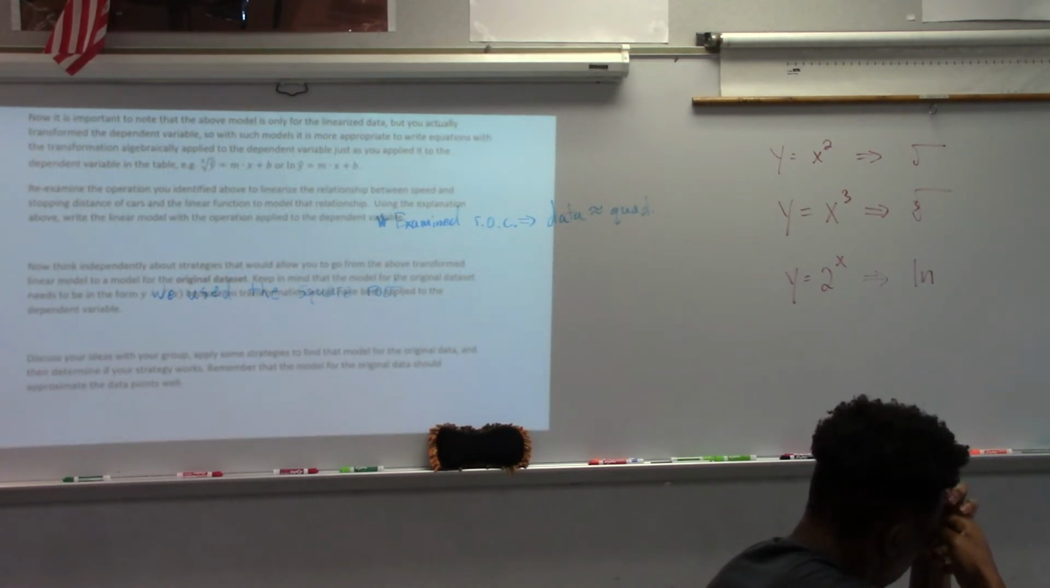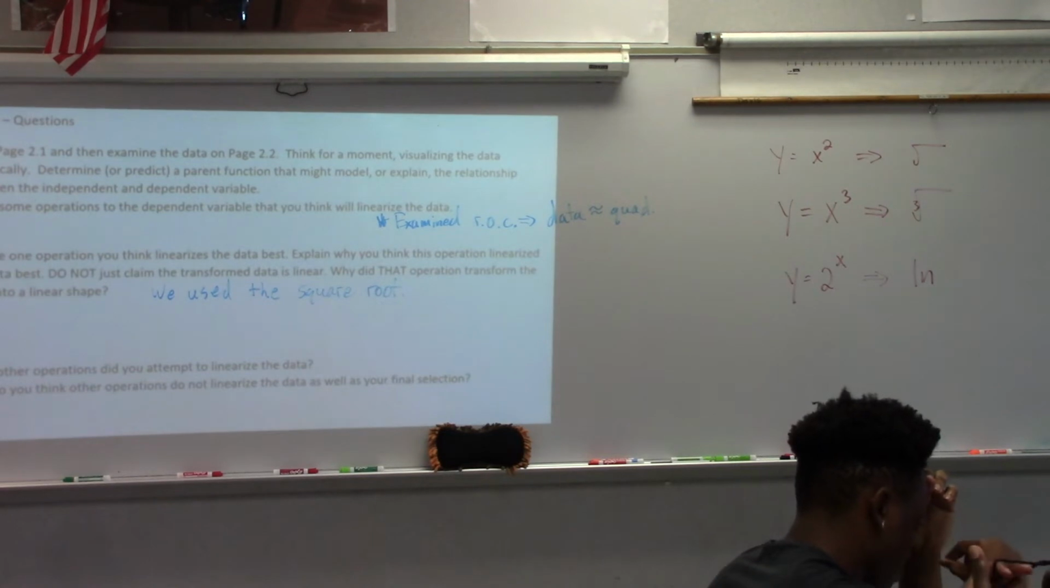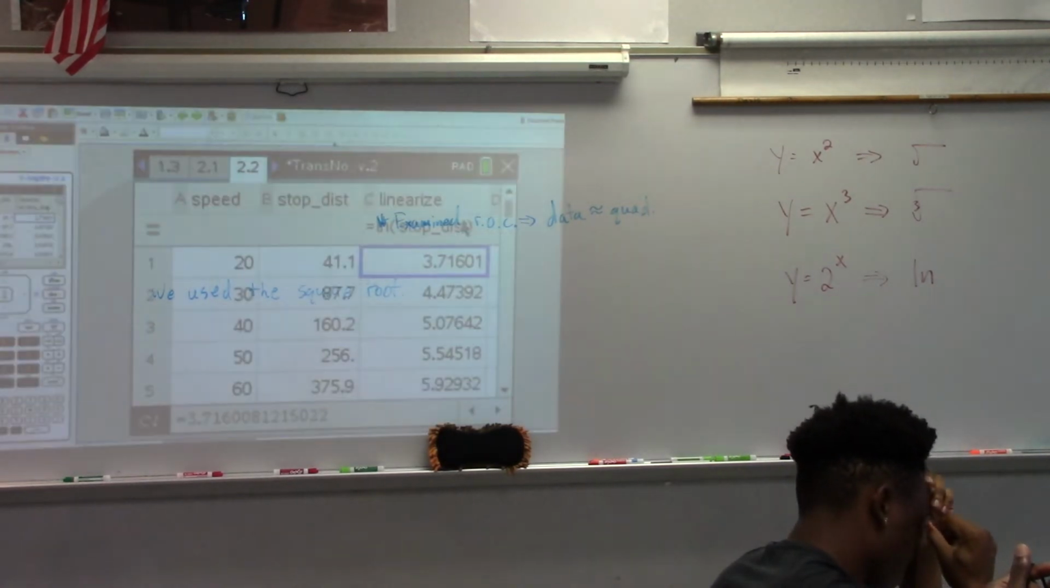Okay, so here's what I want us to pay attention to. Y'all have not actually gotten a model yet. Actually, y'all need to get the model. I need to update these instructions. Determine or predict a function that might model the relationship. So y'all haven't gotten your model yet, have you? Okay, so where are we gonna go to get the model?